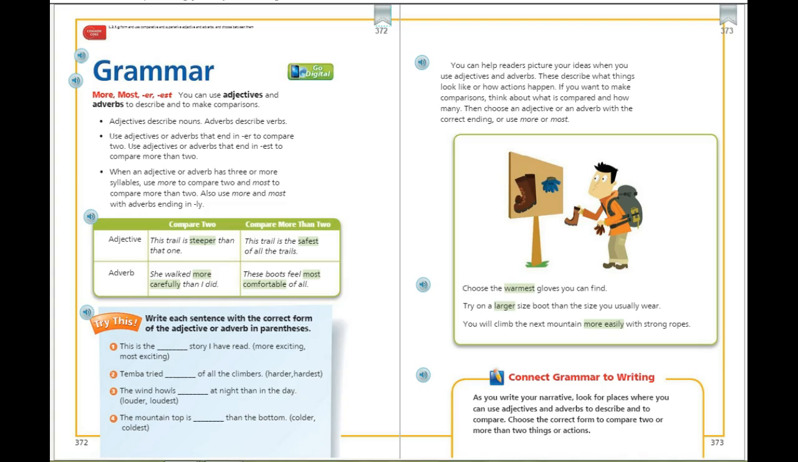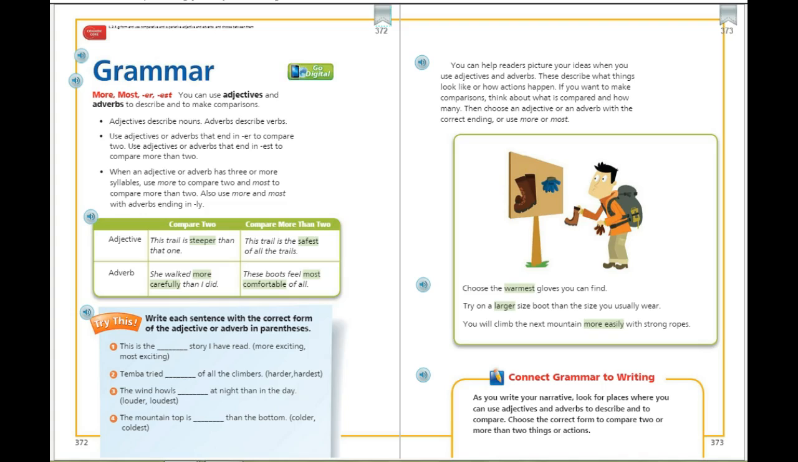Now please turn in your student book to page 372 and 373. We're going to talk about more, most, and est. You can use adjectives and adverbs to describe and to make comparisons. We talked about how adjectives describe nouns and adverbs describe verbs. We also know that you can use those adjectives and adverbs that end in er to compare two, and adverbs and adjectives that end in est to compare more than two.